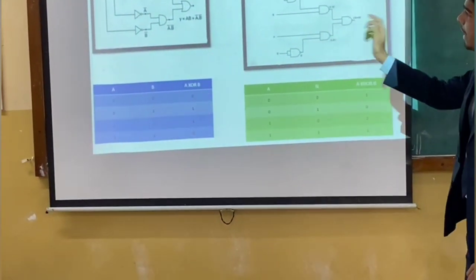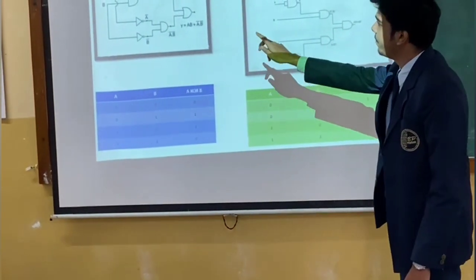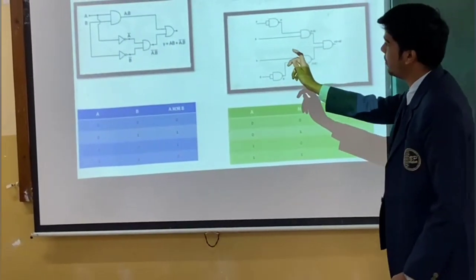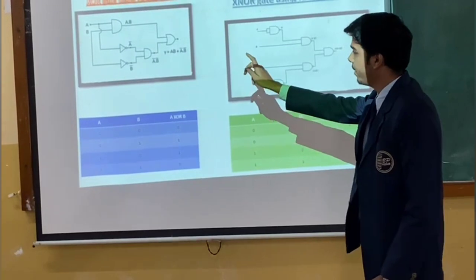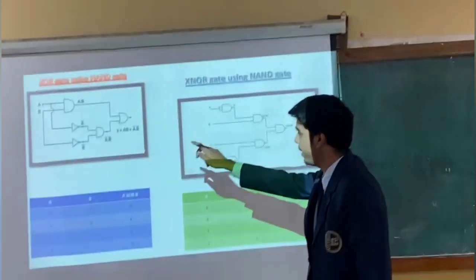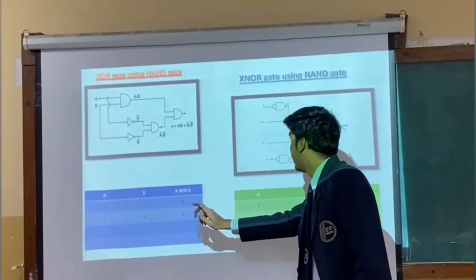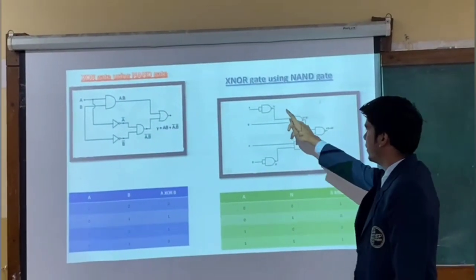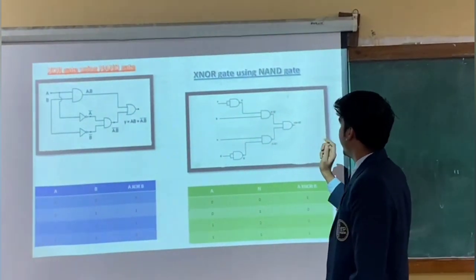XOR gate using NAND gate. As we can see in the diagram, we use 5 gates: one AND gate, NOT gate, and OR gate. The output of the truth table is this, and for XOR gate using NAND gate, at first we apply our input terminals and we get the NAND gate.